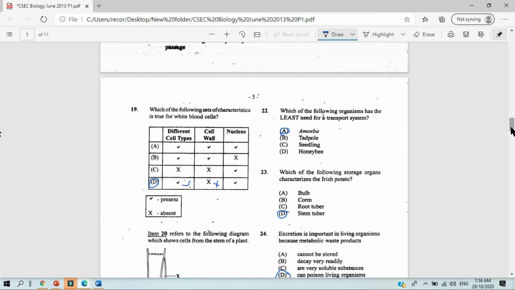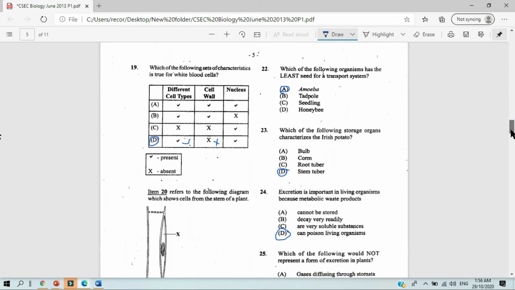23. Which of the following storage organs characterize the Irish potato? Alright, the Irish potato, don't mix this up now. The Irish potato is a stem tuber. So our answer is going to be D. While sweet potato is root tuber. So sweet potato, root tuber. Irish potato, stem tuber. Alright? 24.